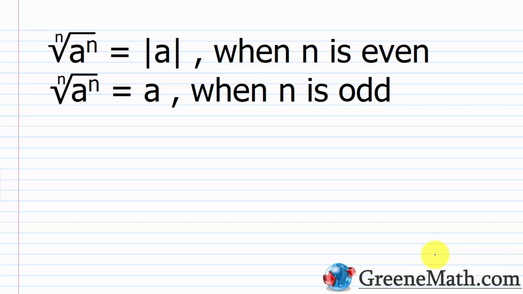All right, let's talk about one more thing here, and this is very important also. So if I have the nth root of a to the n power, it's equal to the absolute value of a when n is even.